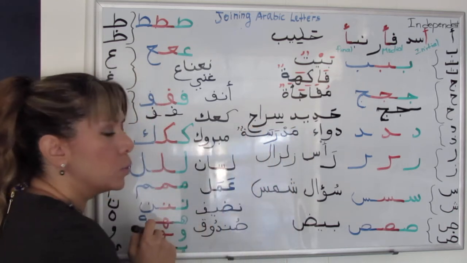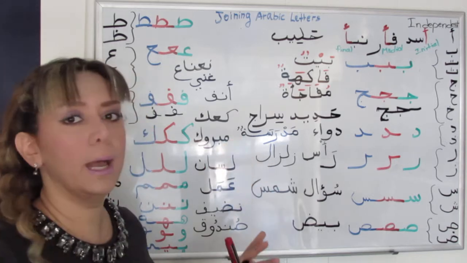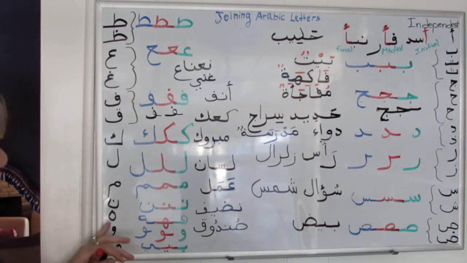Madrasatun. Sometimes we don't pronounce the ta. We pronounce it as if it was ha, madrasa. Madrasa, like if it was ha.